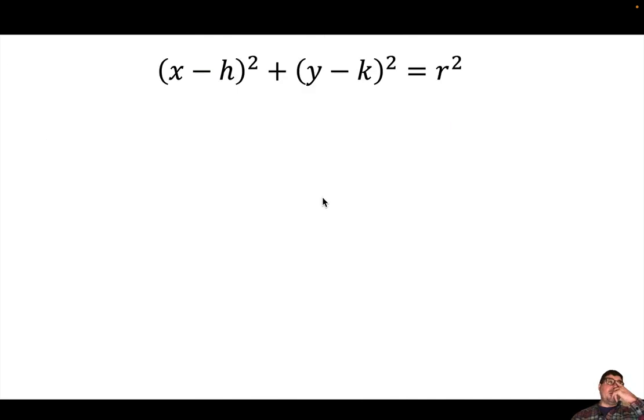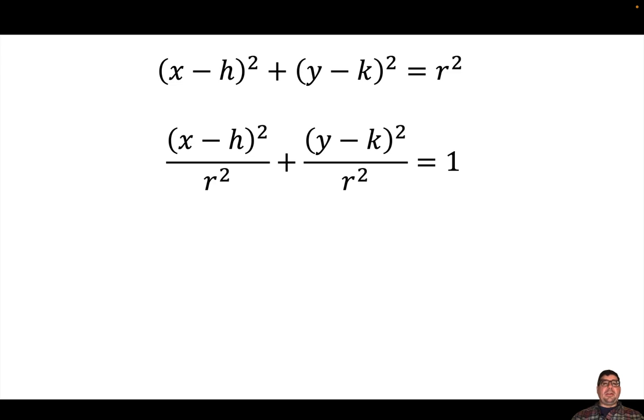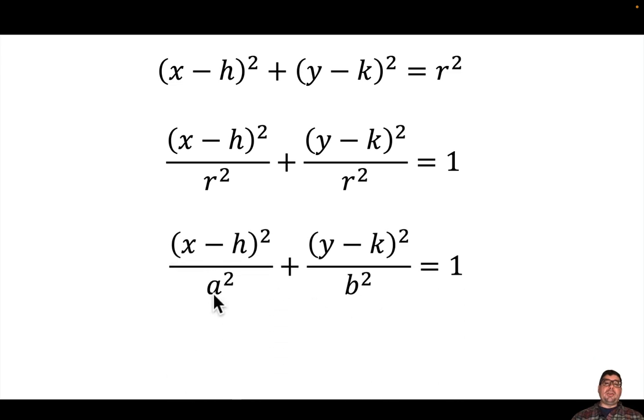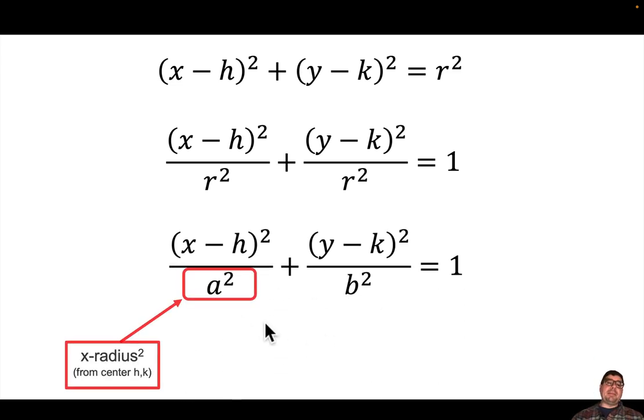We want to tie this into circles. Circles are a type of ellipse. The circle equation right here, if I divide everything by r squared, I would get this. Notice this looks exactly like the equation of the ellipse. And it essentially is, except with the ellipse, you can have two different radii. So we use a's and b's.